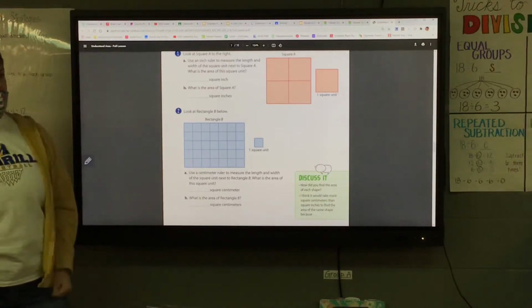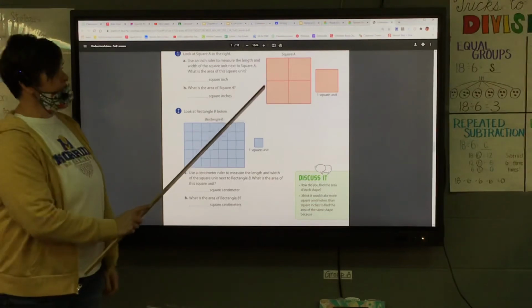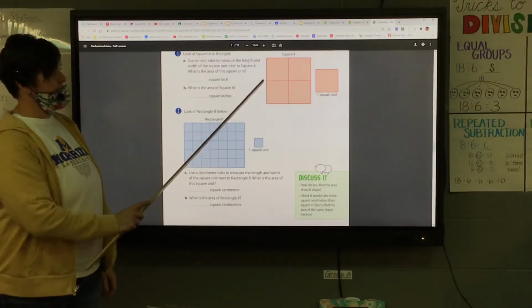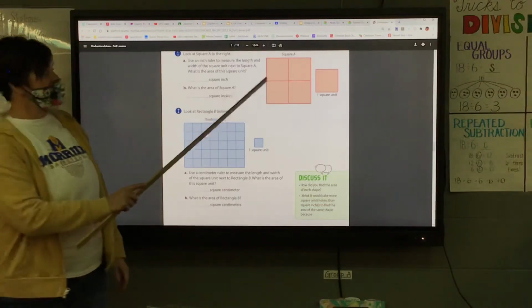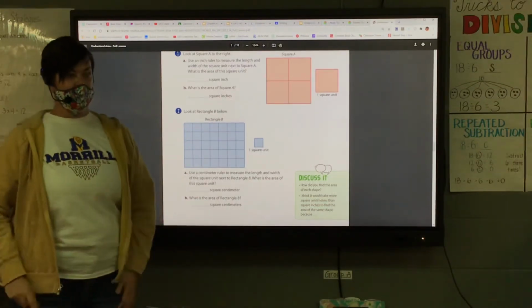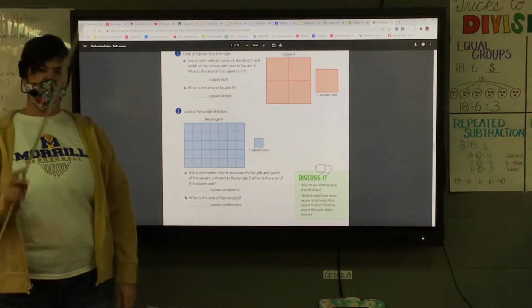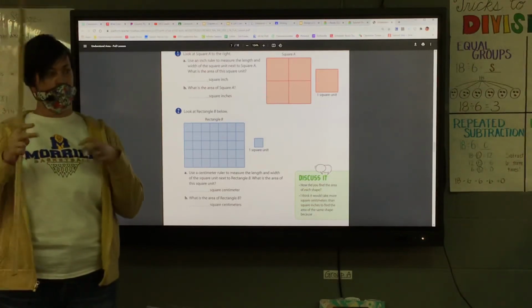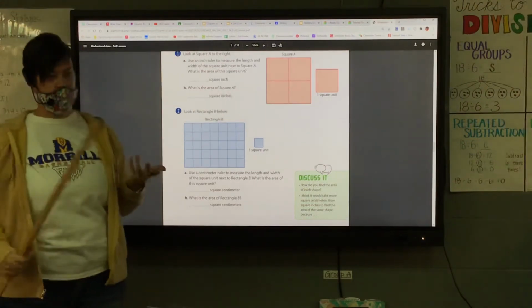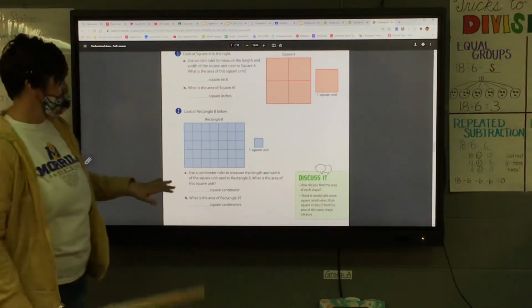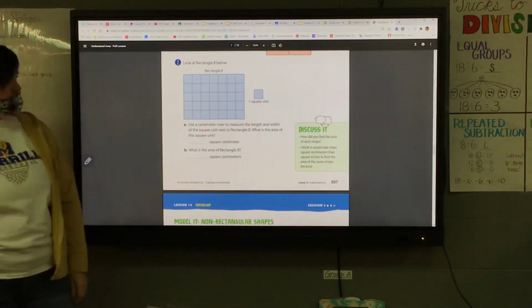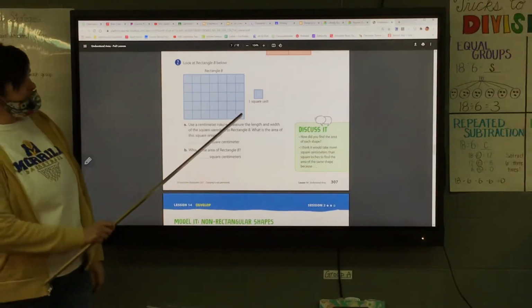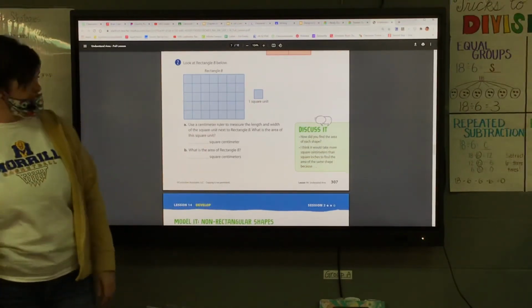4 square inches. Friends, how many rows are there in square A? 2. How many are in each row? 2. What's 2 times 2? 4. Makes sense, right? That's what we counted. All right, now look at rectangle B. Each one of these is 1 square unit.